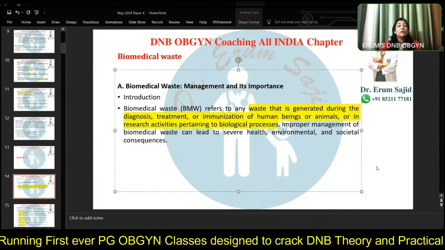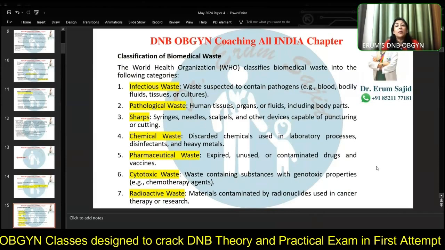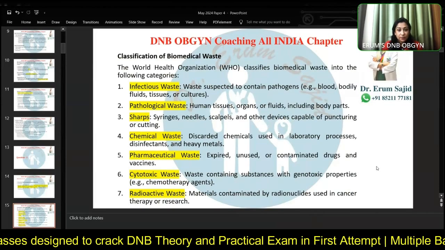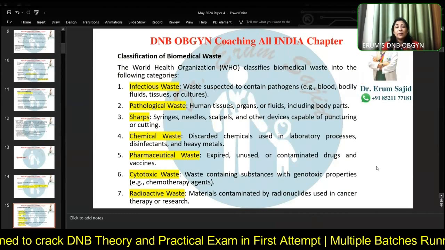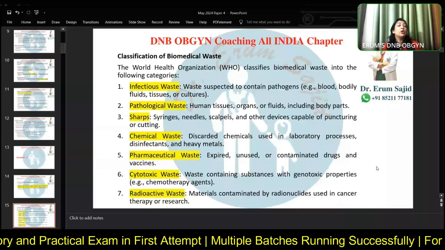And why is it important? Is because it has such a kind of waste. The WHO classifies the biomedical waste into infectious waste, pathological waste, sharps, chemical waste, pharmaceutical waste, cytotoxic waste, and radioactive waste. Okay, I'm sure you'll be able to memorize all of them.